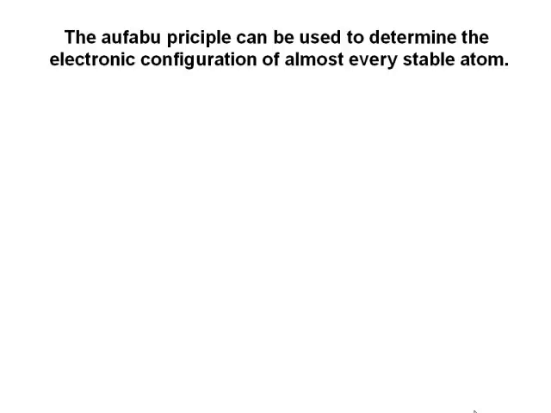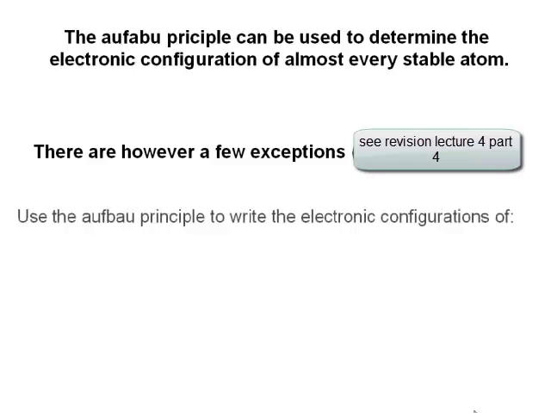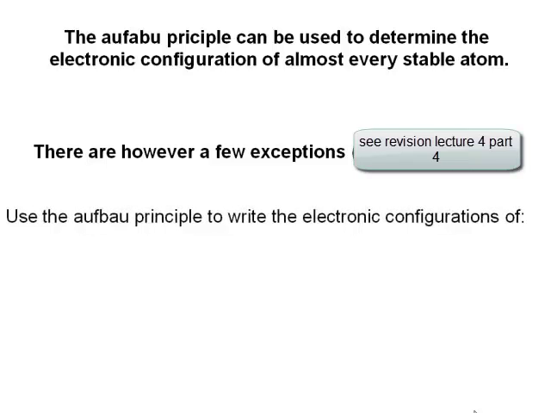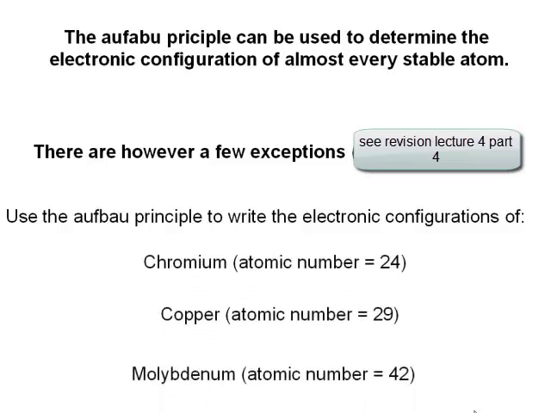There are, however, a few exceptions, and we will talk about these exceptions in lecture 1.3.4. So before you proceed to that lecture, try using the Aufbau principle to write out the electronic configurations of chromium, copper, and molybdenum.